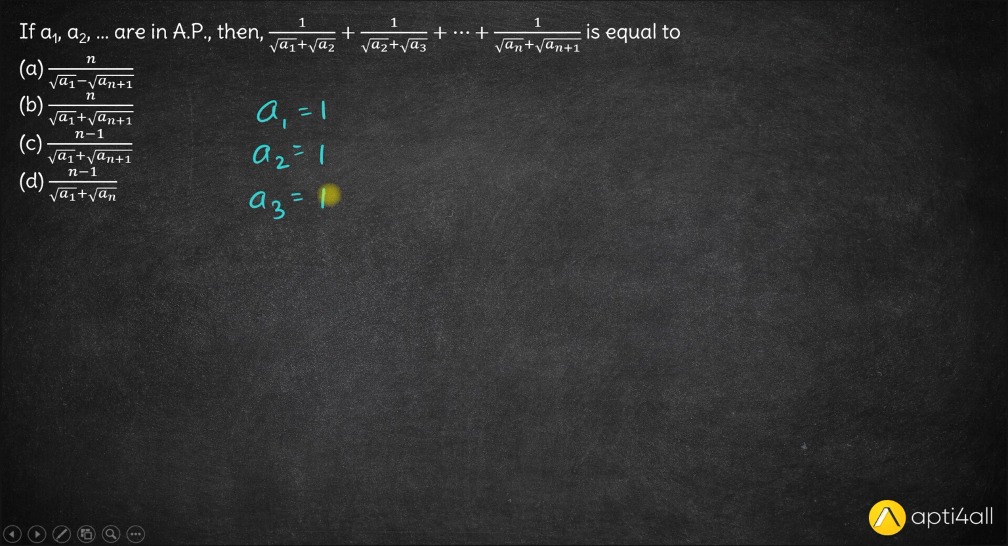Well, this is an AP whose common difference is 0. So it doesn't matter. The common difference is real, right? It's 0. So you can take this as an AP. So now how many terms do we need to add here? You see, if you have only A1 and A2, you will add only the first term. If you have 3 terms A1, A2, A3, you will add the first 2 terms only, right?